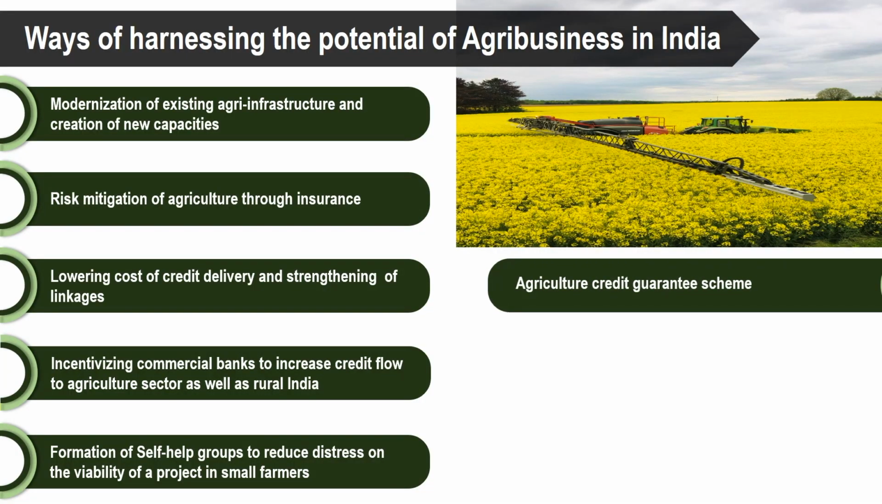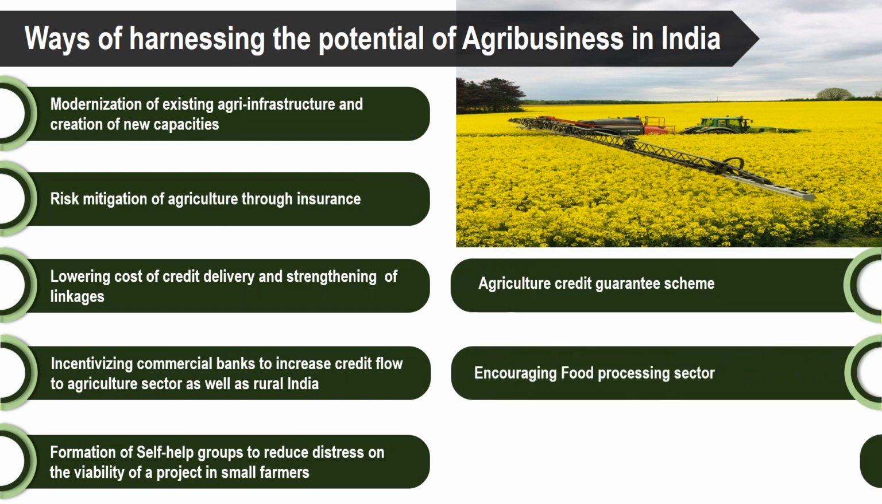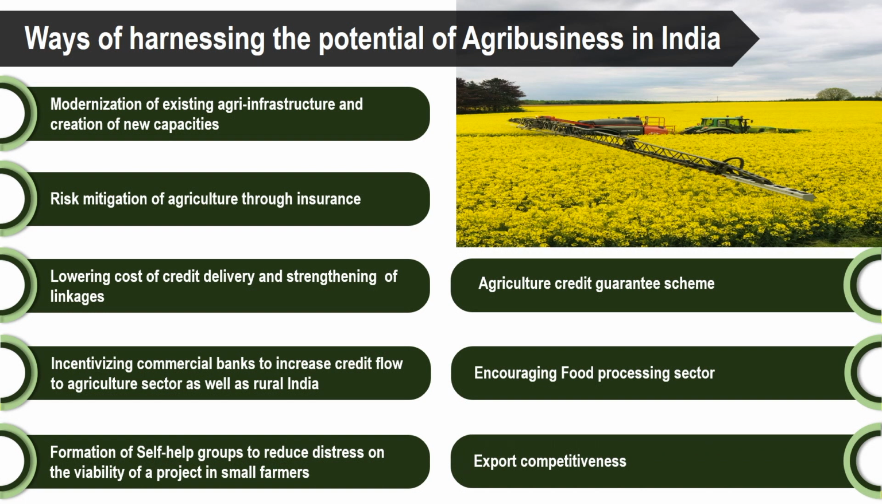Agricultural credit guarantee scheme is very important. Food processing sector needs to be encouraged. In fact, it is being encouraged, and a number of food processing zones are being created. Export competitiveness is very important. So, proper machinery, proper inputs in terms of quality agricultural produce being supplied to the agri processing industry is something which is of utmost importance.